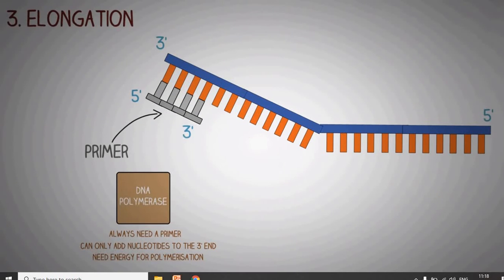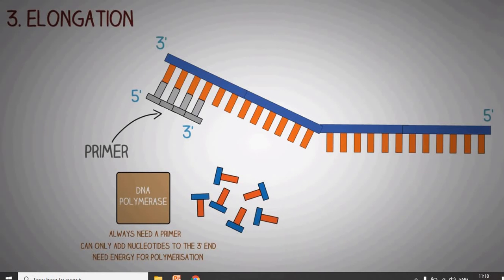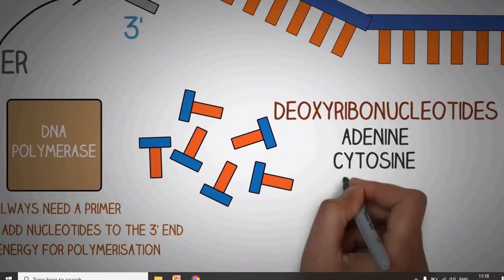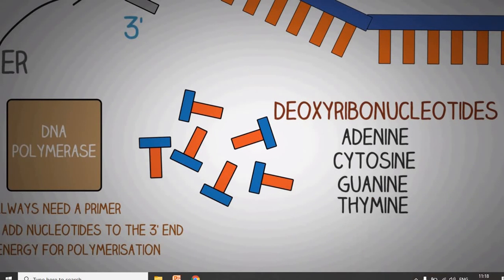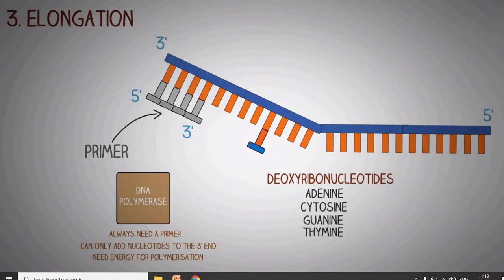Now once the primer is synthesized, the DNA polymerase can perform the vital function of elongation of the DNA strand by addition of new nucleotides to the 3' end of the growing chain. The DNA polymerase uses the deoxyribonucleotides which contain either of the four bases, the adenine, cytosine, guanine or thymine. The DNA polymerase adds these nucleotides one by one to the 3' end of the new DNA strand.